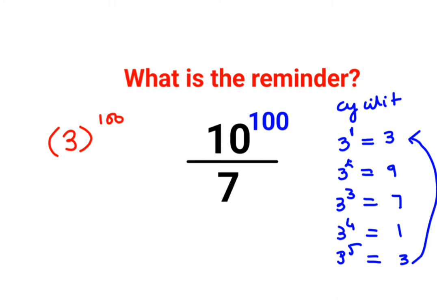So here we can say after 4 powers, 1, 2, 3, 4, the last digit or the remainder comes out to be the same. So whenever you have a cyclicity, whenever you have a last unit digit available and it is raised to some power, you need to write the power in terms of its cyclicity. So I can write this as 3 raised to 25 into 4, right?